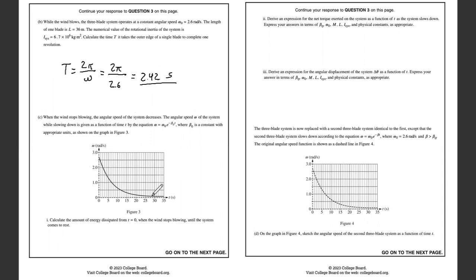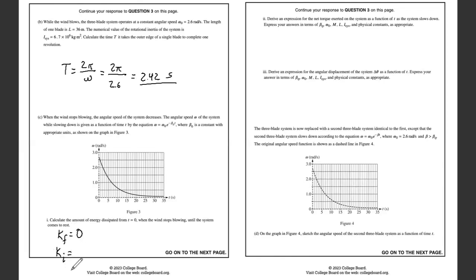Part C gives us the angular velocity as a function of time, and we are asked to calculate the energy dissipated from t equal to 0 until the system comes to rest, which would actually be infinitely long, right? So the final energy is going to be 0. This is all kinetic energy because it's things rotating.